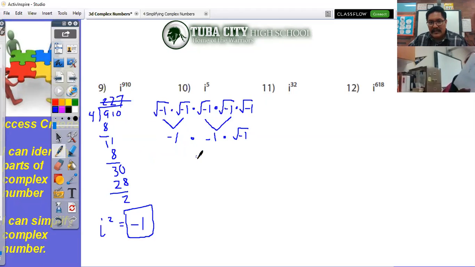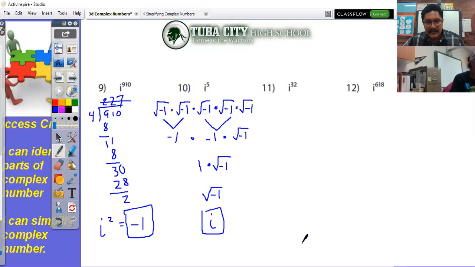So I end up with negative 1 times negative 1, which, well, negative times a negative is positive. So positive 1 times root negative 1. 1 times anything does not change the value, so it stays as the square root of negative 1, which is the definition of i. i is the square root of negative 1. Because again, we have to come up with a way of working around having negatives in the roots, because that's not something that can happen, but sometimes you can change it later on down the road to make it work.